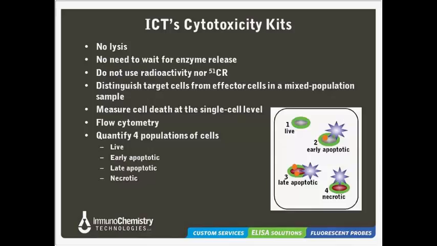The total cytotoxicity kit offers significant advantages as it can concurrently measure necrosis and apoptosis at the same time to quantify the four populations of target cells. Again, the live cells, early apoptotic, late apoptotic, and necrotic target cells.